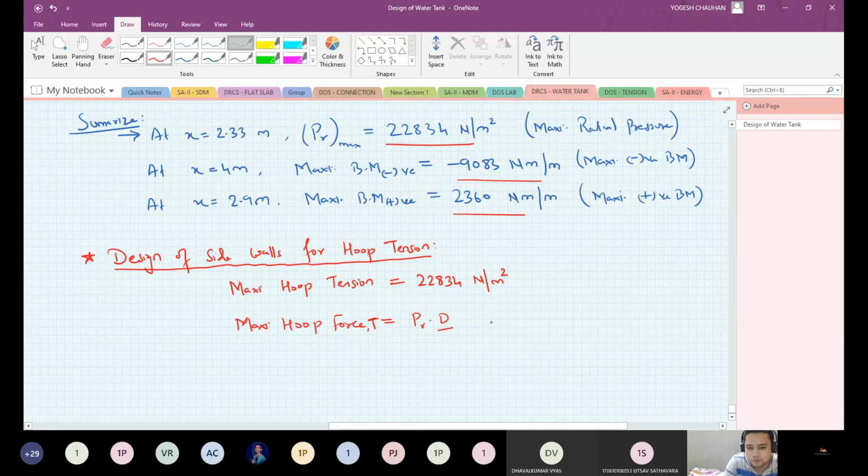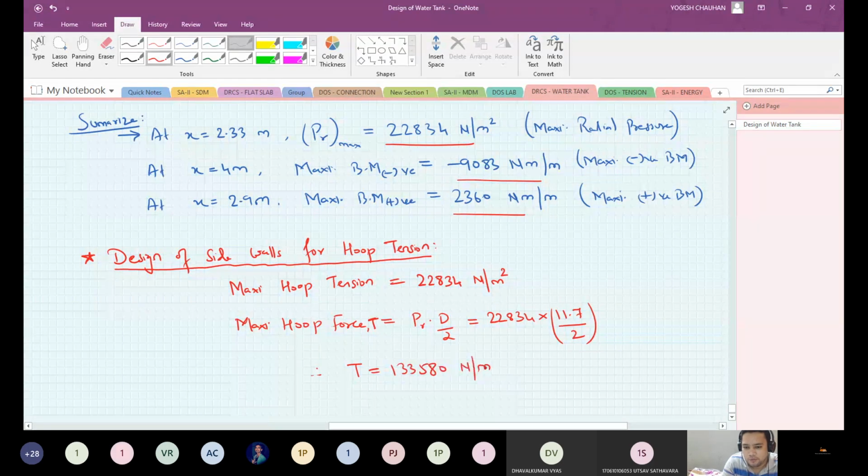So that is equal to 22834 into diameter. Diameter is 11.7 divided by 2. So your maximum T, therefore, T is equal to 133,580 Newton per meter height of wall. This is the tension in the wall.